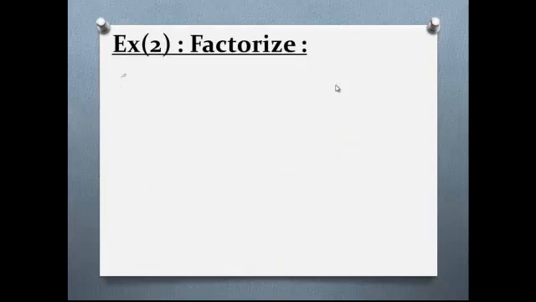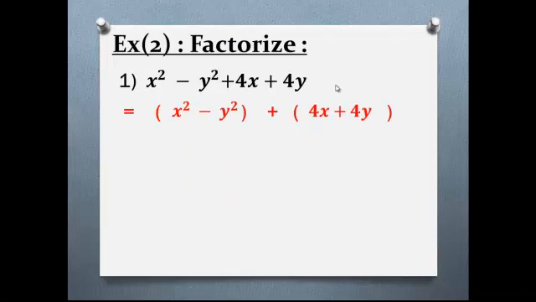Example 2. x power 2 minus y power 2 plus 4x plus 4y. In this question, you can put x power 2 minus y power 2 in group and 4x plus 4y in the other group. x power 2 minus y power 2 can be factorized like difference between two squares. So the factors of x power 2 minus y power 2 equal x minus y and x plus y.